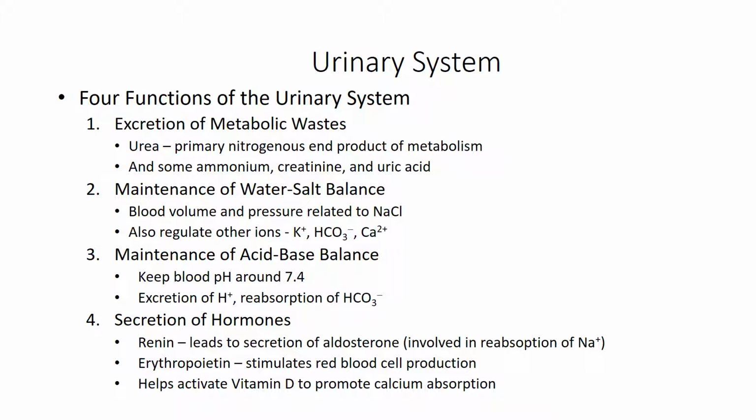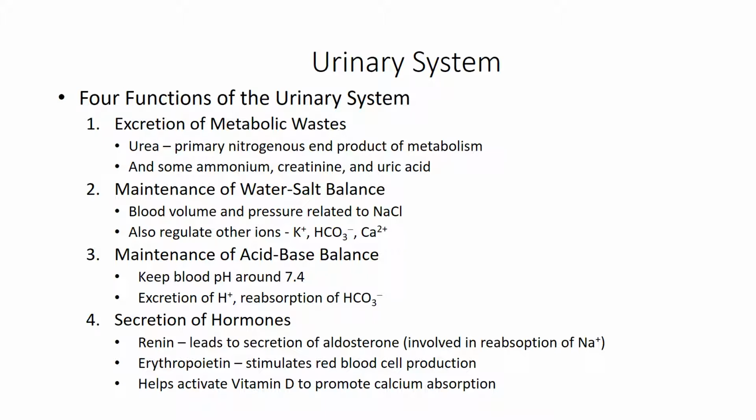The urinary system is real important for water-salt balance, for maintaining potassium, bicarbonate, calcium, things like that. The more salts in the blood that you have, the greater the blood volume you have, and the greater the blood pressure. Okay. Acid-base balance. The urinary system helps keep our blood pH around 7.4, and it helps have a nice balance between hydrogen and the reabsorption of bicarbonate.